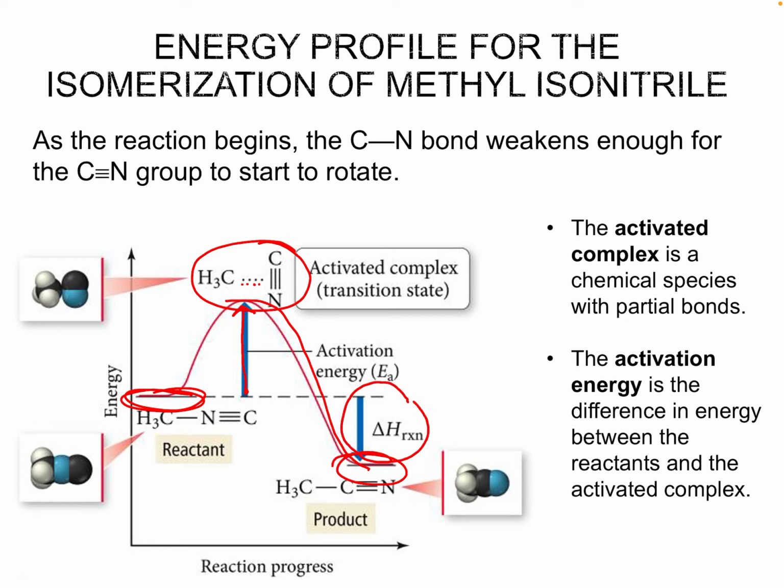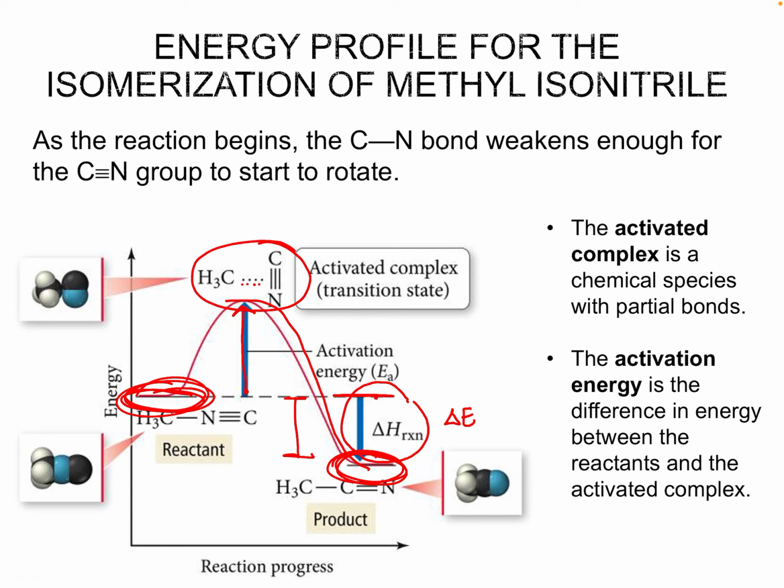So I'm going to point this out, this delta H of the reaction. Okay, we sometimes call it the heat of the reaction. You'll also see it written as delta E because there's no work being done. So delta E and delta H are going to be essentially the same in this case. But it's always going to be the difference in energy between the reactants and the products. Okay, so here's the reactants, here's the products, and the difference between them, that's the delta H of the reaction.